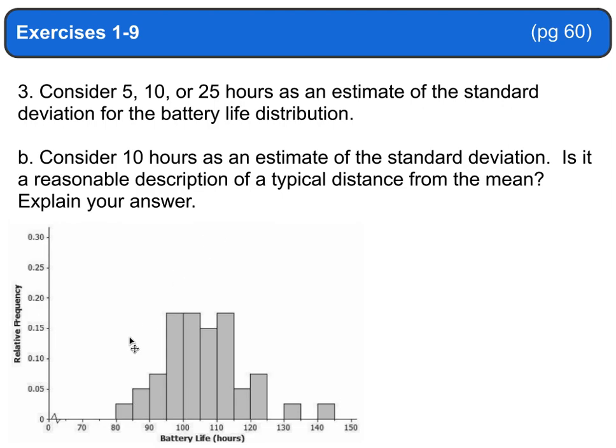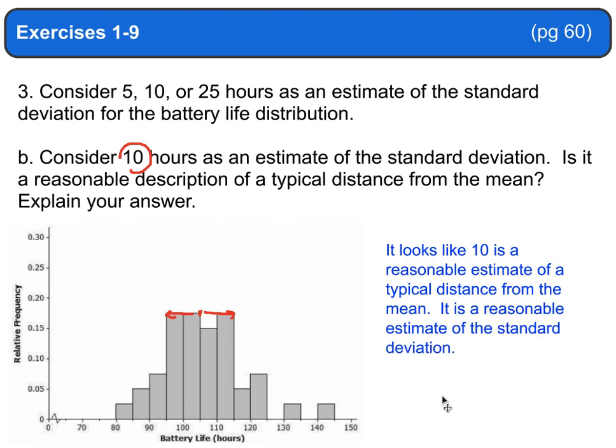Let's consider 10 hours. Let's mark again what we're talking about. If we're talking about 10 hours, we said our estimated average was here at 105. If we consider 10 hours, that means we go over 10 this way, and we go over 10 this way. And we're asking, does this seem like a reasonable deviation from our average and still talk about the data in a meaningful way in terms of acceptability? It looks like 10 is a reasonable estimate of the typical distance from the mean. It is a reasonable estimate of the standard deviation.